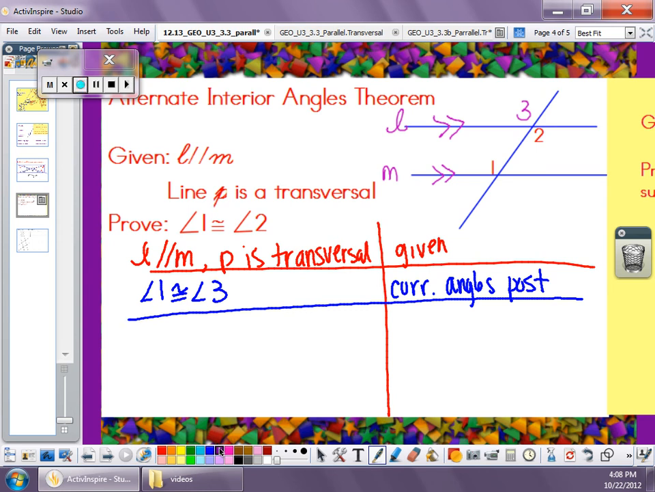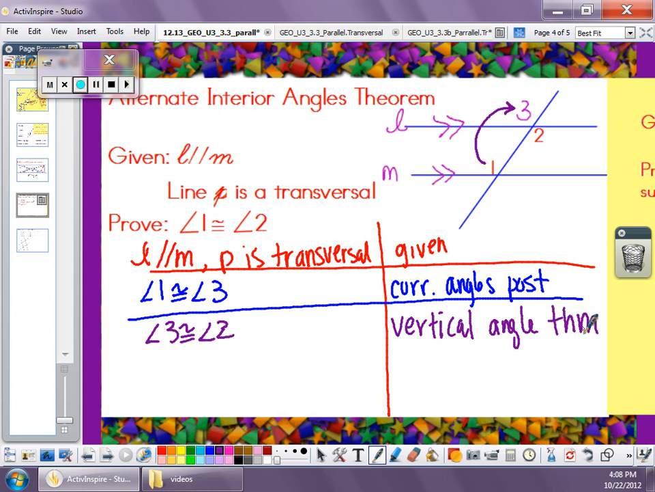Remember, I'm trying to make a connection between 1 and 2. Right now I've made a connection between 1 and 3. How do I get to the 2? Well, what's the connection between 3 and 2? They are congruent. Why? Because they are vertical angles. Now I'm not going to write vertical because they are vertical angles. I'll write vertical angles theorem.